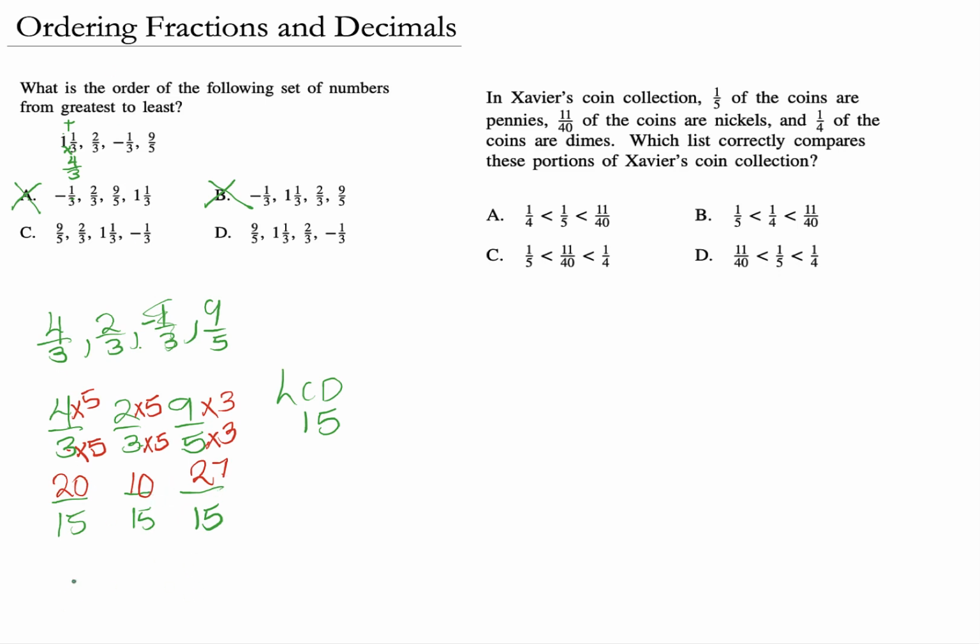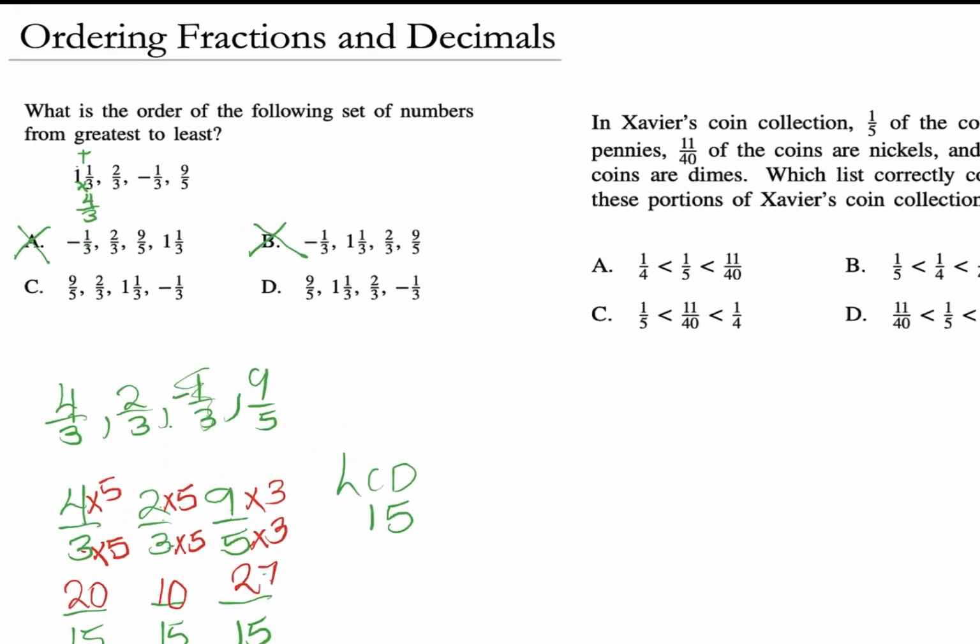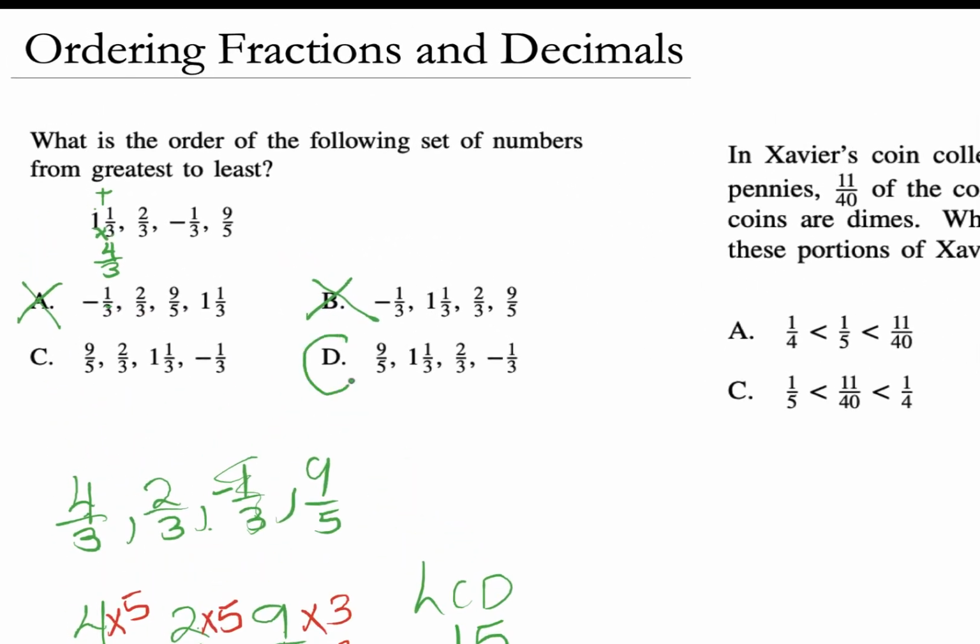So the biggest would be the 27. And the 27 was the 9/5. So 9/5 is first. And then after 27 is the 20. And your 20, which is the 4/3, is the actual 1 and 1/3. Which means 2/3 would be next. And remember, who was your last fraction? The negative 1/3. So your answer is D.